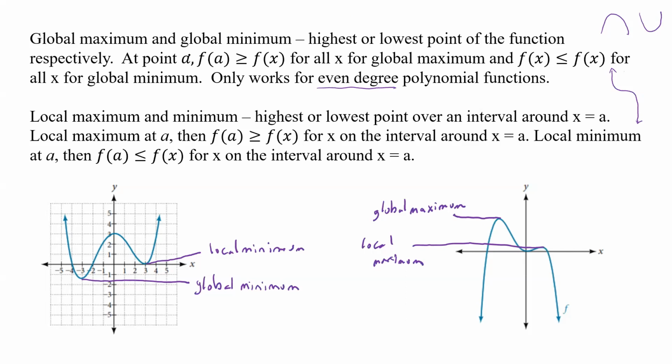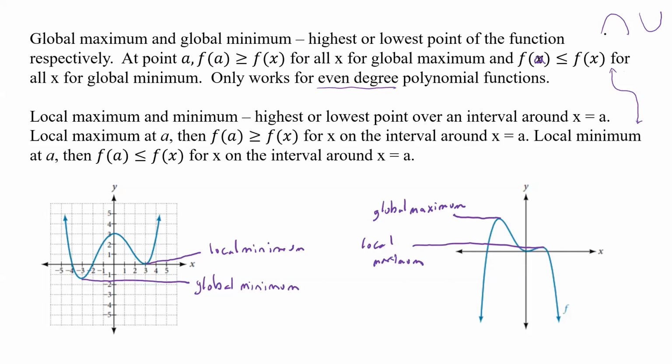And so basically, at some point A, there's going to be an f of A that's greater than or equal to f of x for all x for the global maximum. And this is actually supposed to be an A. I don't know how it became x. And it's going to be less than or equal to f of x for all x for the global minimum.